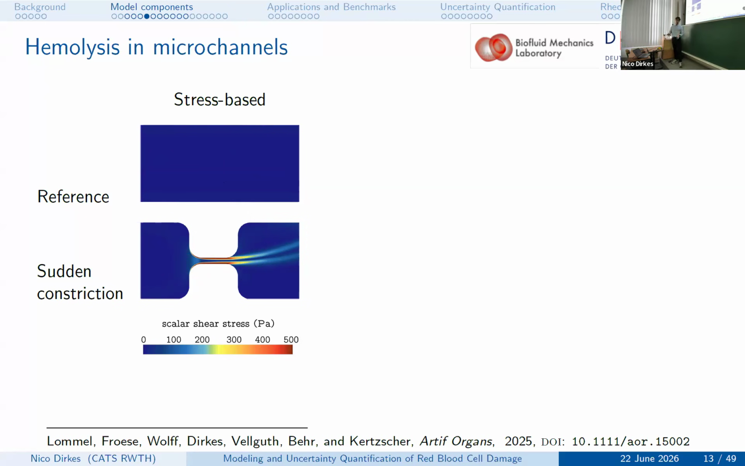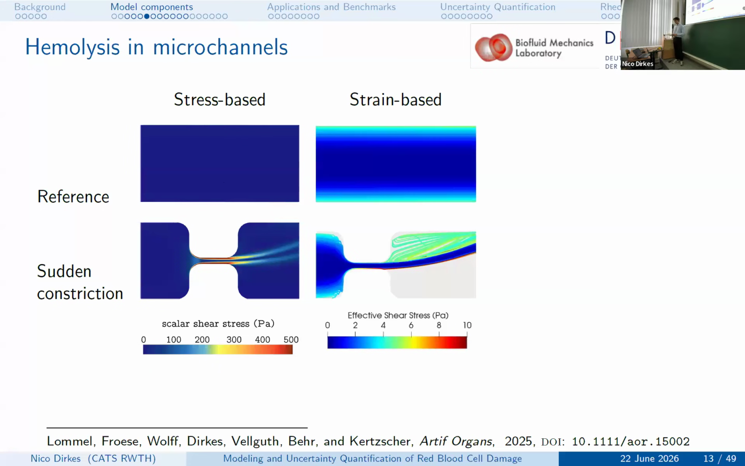If you apply a stress-based model, which only looks at the fluid stress, then you would predict that there's high hemolysis in this channel because of these high gradients here. On the other hand, if you apply a strain-based model, you get much lower values. Basically, if you look at the scales here, this is up to 500, this is up to 10. So these values here are much lower in this contraction.